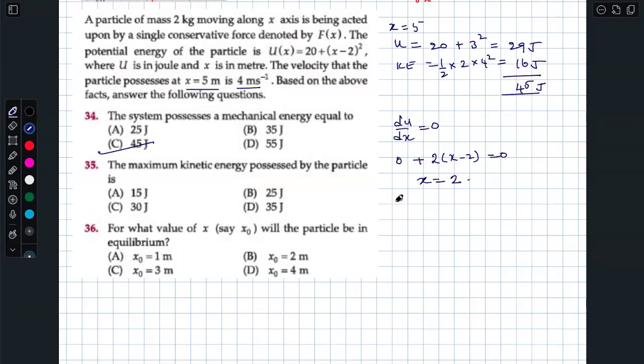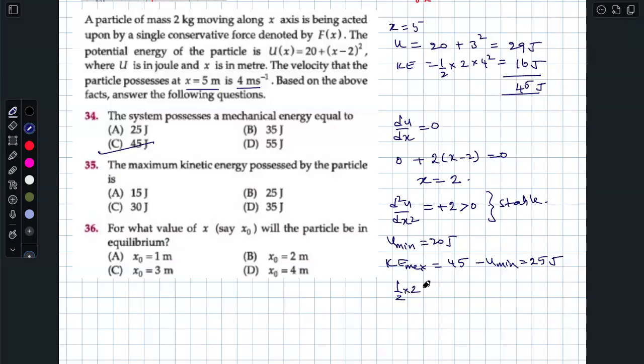I just want to check one more time. What is d square U by dx square? It is 2, which is greater than 0, so this is a stable equilibrium position. So what is U minimum? Put x equal to 2: 20 joules. So what is KE maximum? KE maximum is 45 minus U minimum, which is 25 joules. So half into 2 into v square is 25 joules. V is 5.